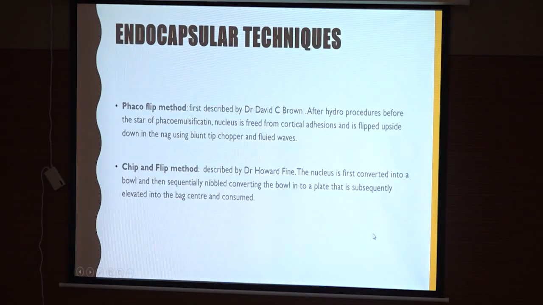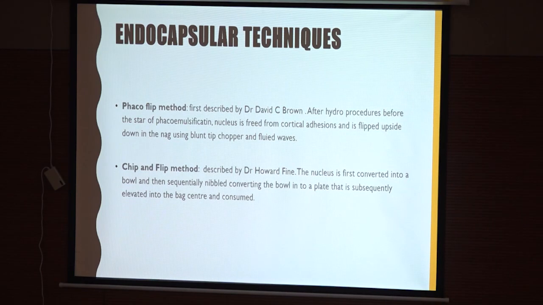Coming to the other technique, endocapsular techniques. In these techniques, as the name says, we will try to emulsify the lens inside the bag only. We can do this by two techniques, phaco flip method or chip and flip method. So basically what is phaco flip method? As the name says, we will hydrodelineate the nucleus and we will flip the nucleus upside down.